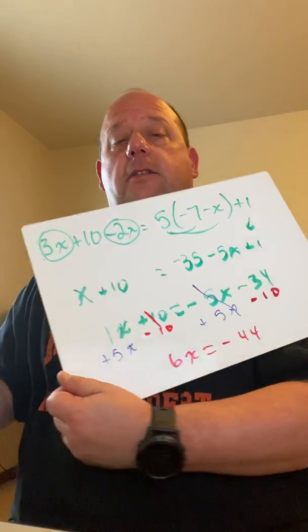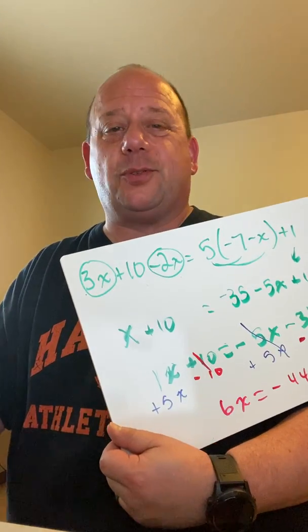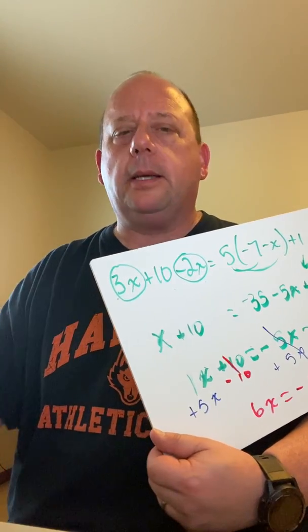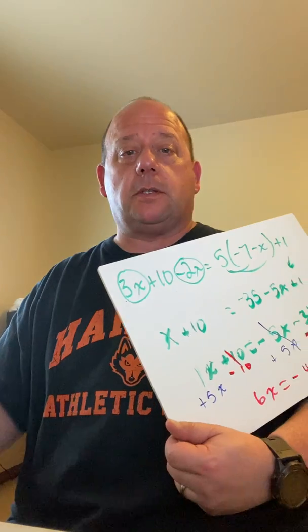This doesn't work out nice either. Okay? Big deal. That's 6x is equal to negative 44. Alrighty? Now, next step is just dividing by 6. And 44 divided by 6, it's going to reduce to what, 22 thirds? I don't care. 22 thirds it is, okay?